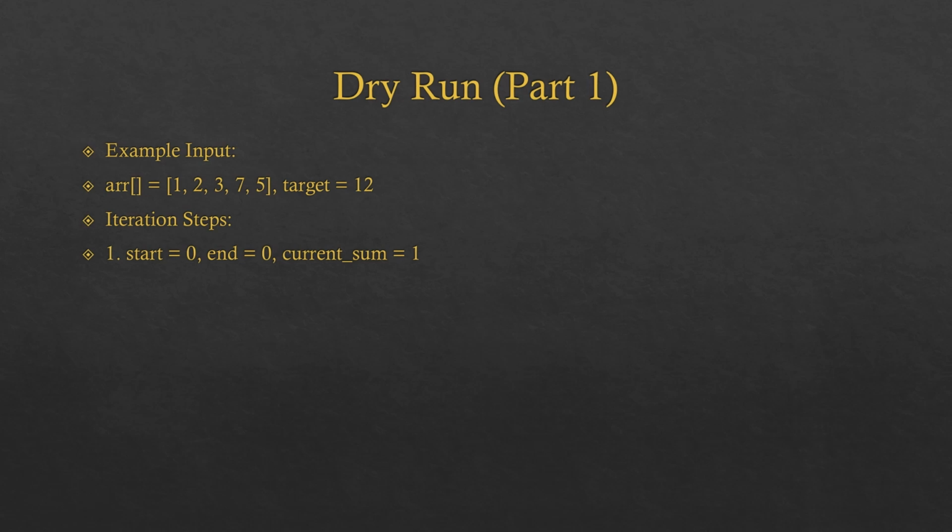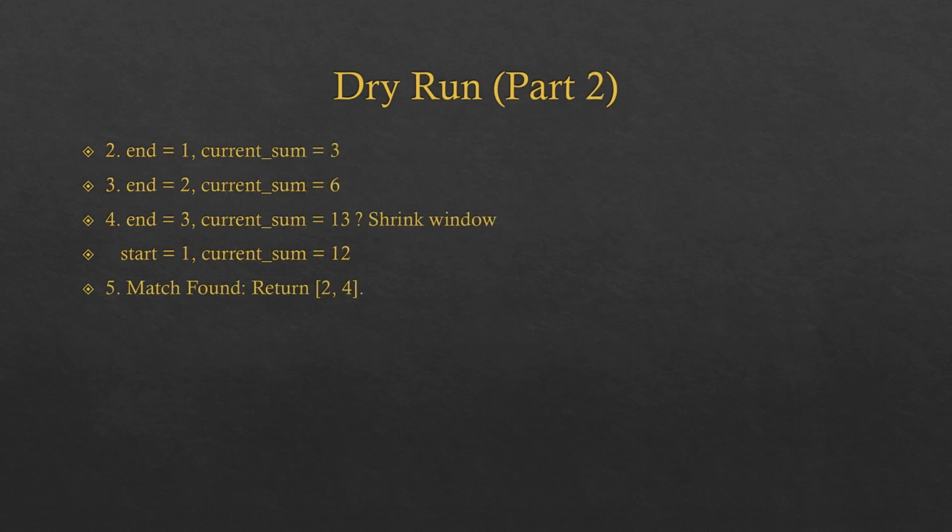Let's now go through a dry run with the input array 1, 2, 3, 5, 7 and the target sum 12. Initially start is 0 and current sum is 0. As we iterate through the array, we update current sum accordingly. After iterating through the array, we see that the sum from indices 2 to 4 equals 12. Therefore, the algorithm will return the indices 2, 4.